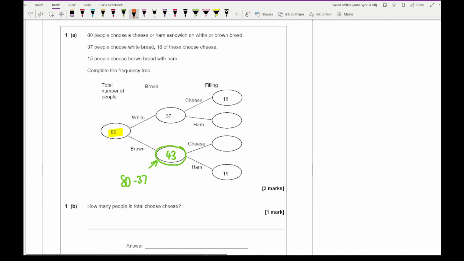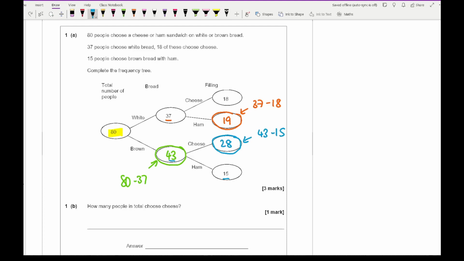Now, the next one I can work out is going to be this one. Well, I know that these 2 numbers plus 18 is going to equal 37. So to work out this one, it's simply going to be 37 take away 18, which gives me an answer of 19. And then to work out my third and final missing number, well, these 2 numbers need to add up to 43. So this one's going to be 43 take away 15, which gives me an answer of 28.